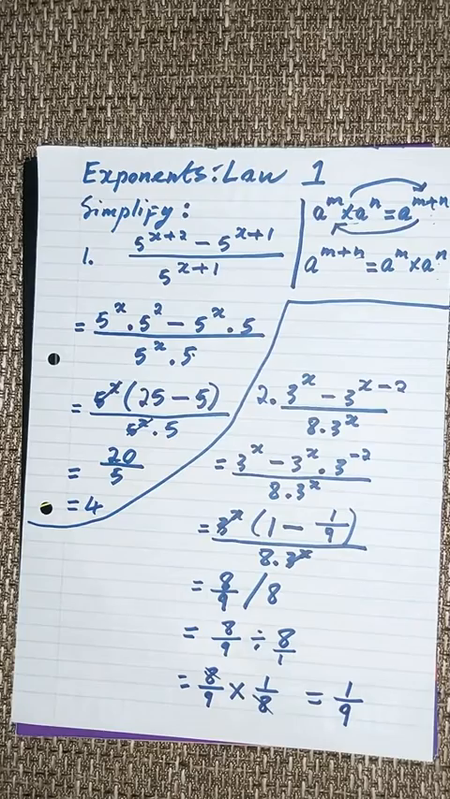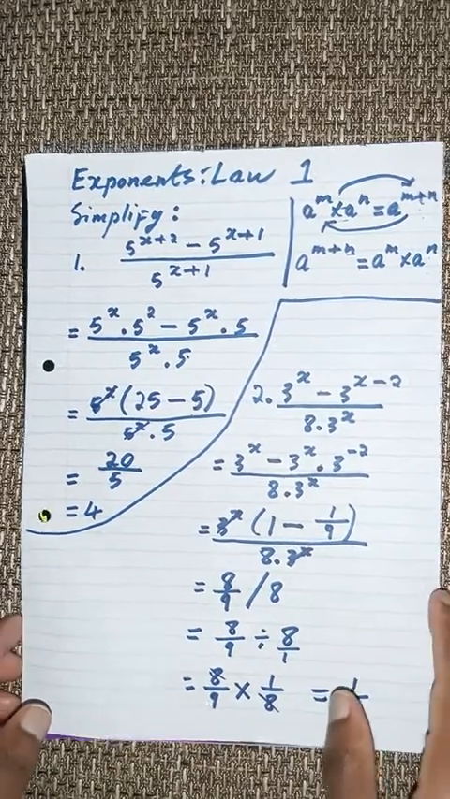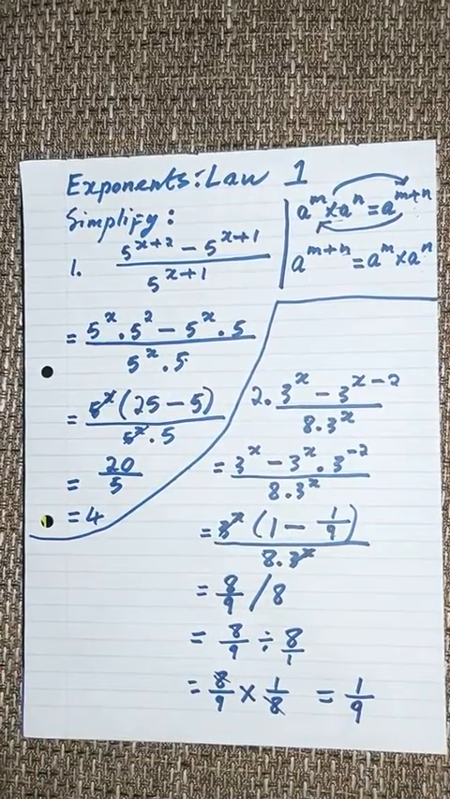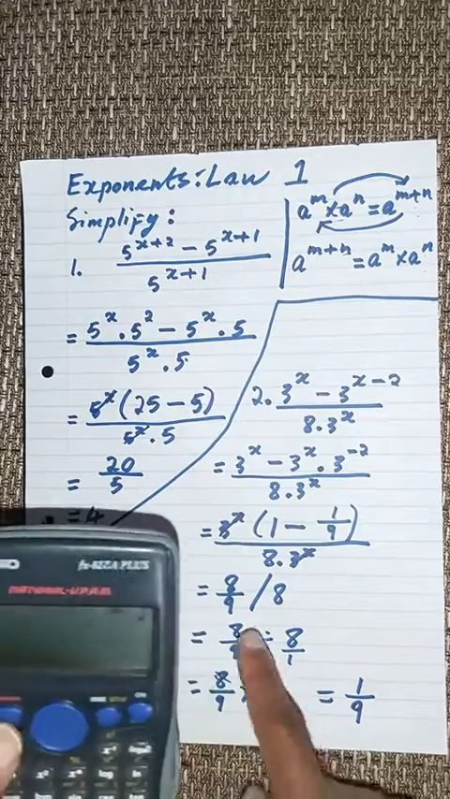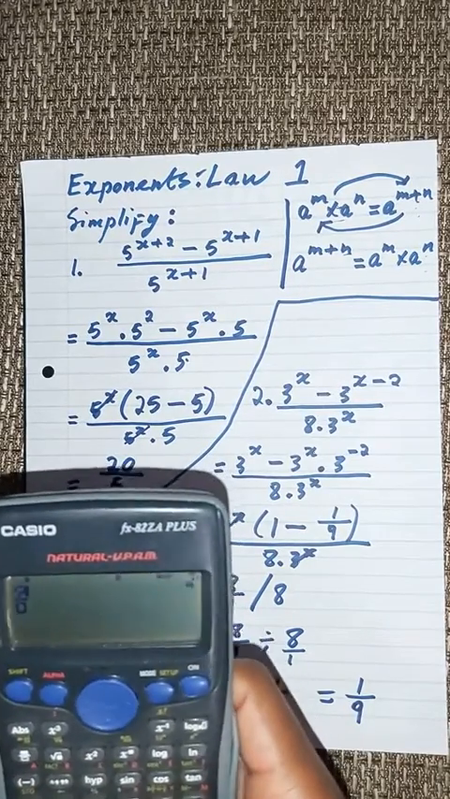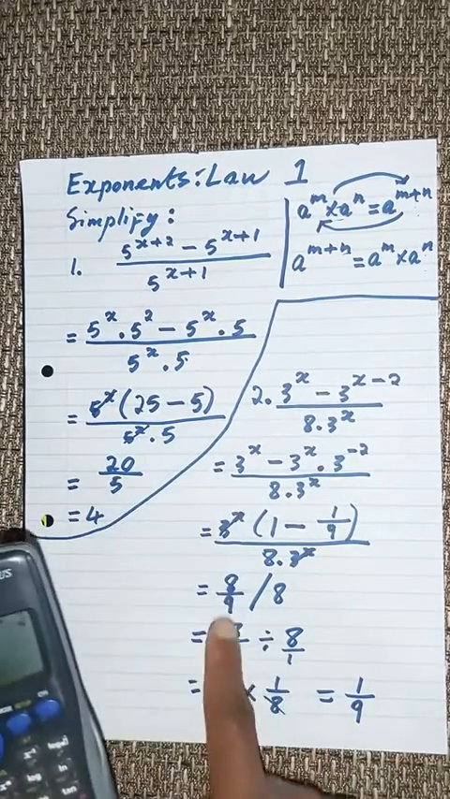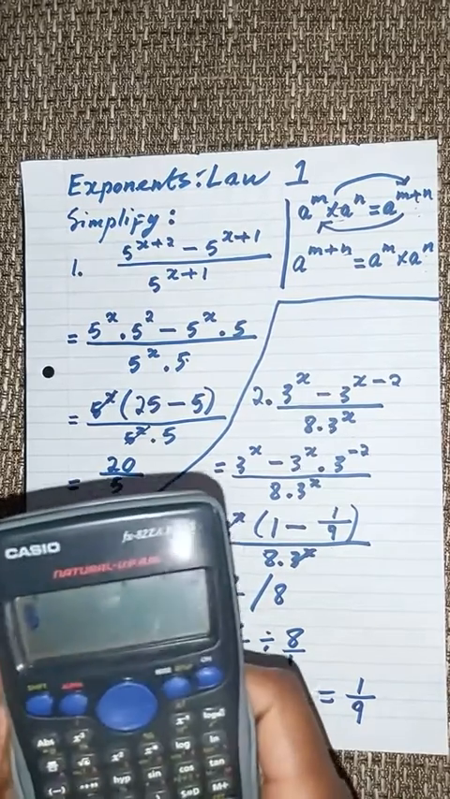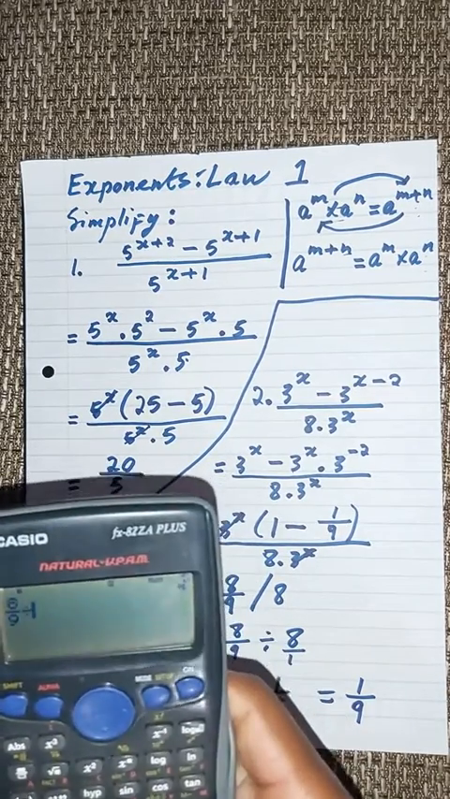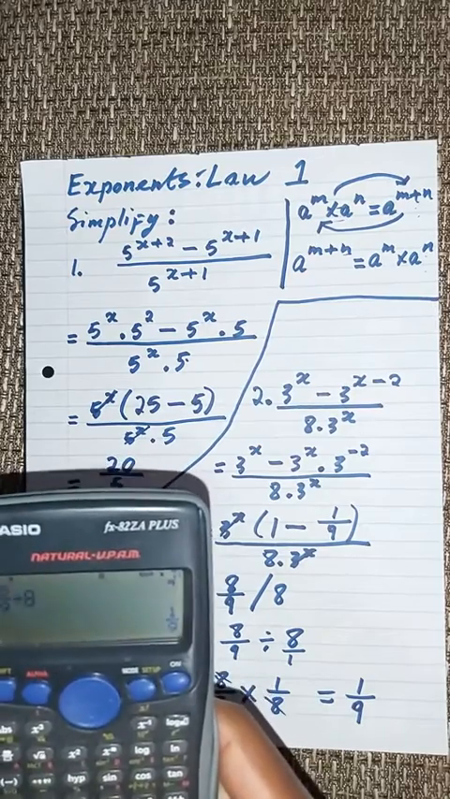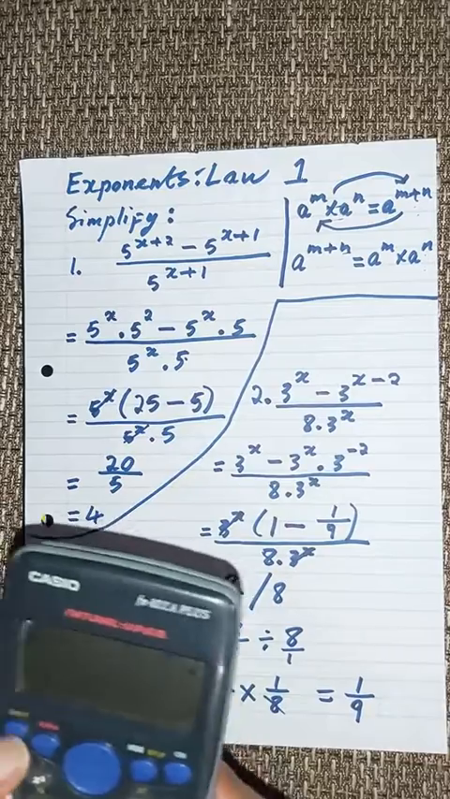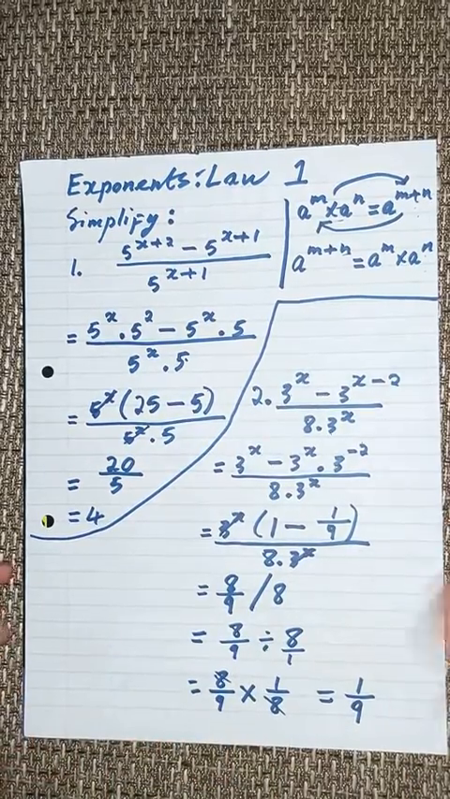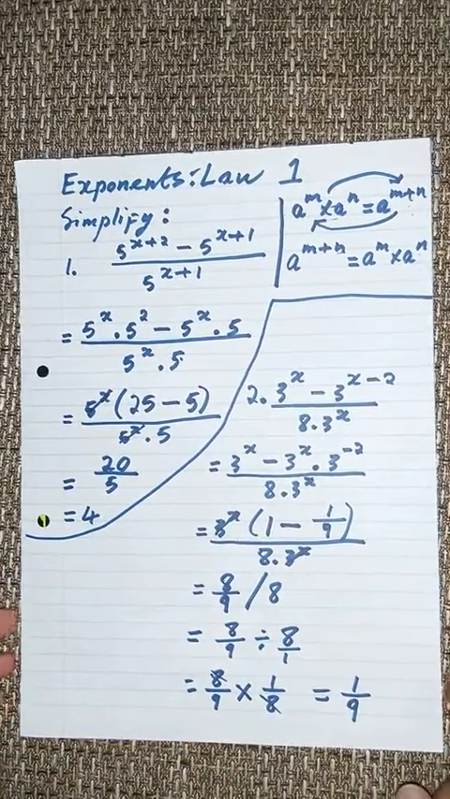But you can get the answer using your calculator. Let's see when we use the calculator. What I have was 8 over 9, right? 8 over 9 divided by 8. I get 1 over 9. So you can get the answer by using your calculator. But this is how you basically simplify this particular problem.